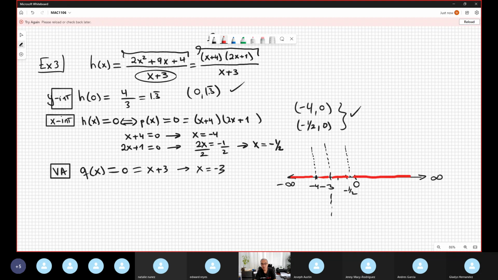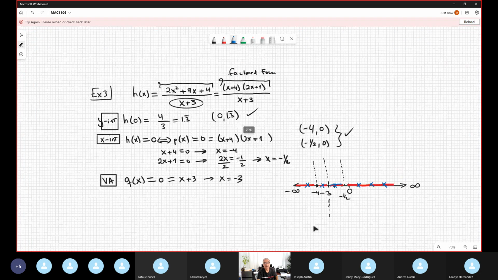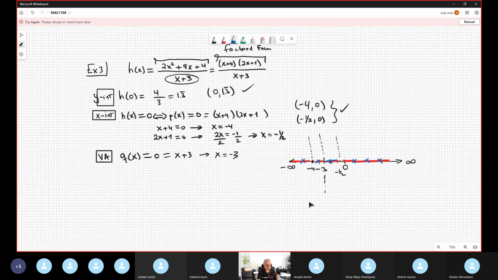And you pick at least one point in each interval. For example, negative 5, and between negative 4 and negative 3, maybe negative 3.5, and between negative 3 and negative 1/2, maybe negative 2 or negative 1, and after negative 1/2, maybe 1, or 2, or 3. Okay, so you have at least some idea how it looks.